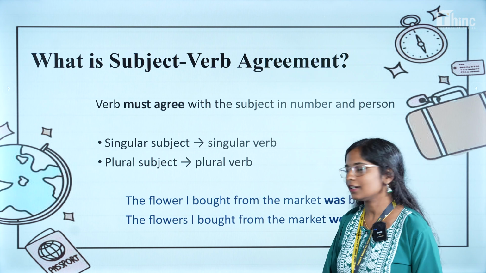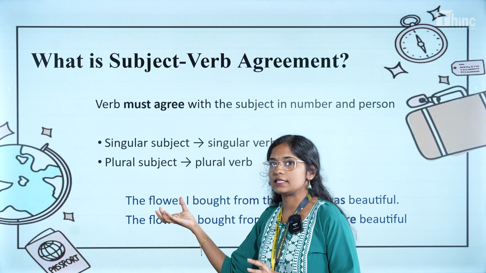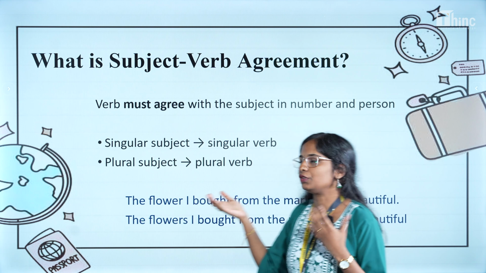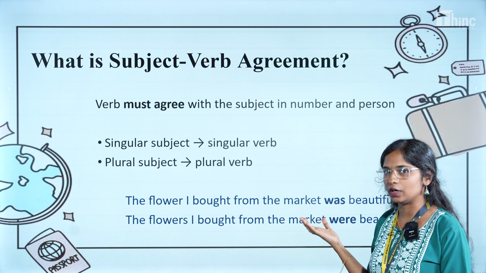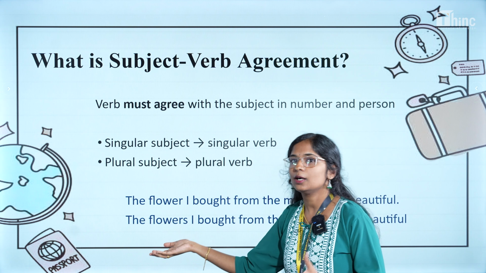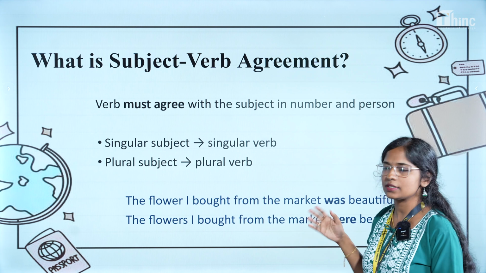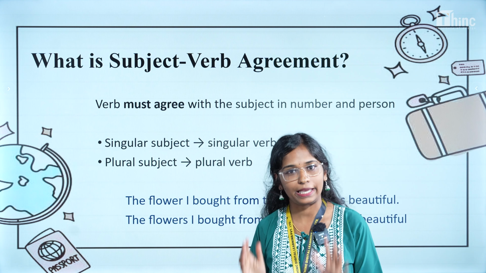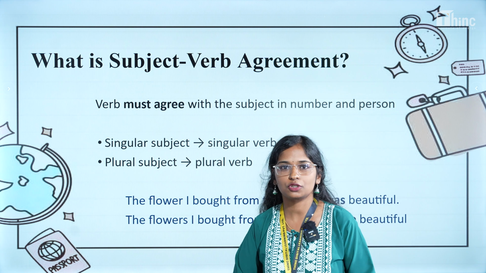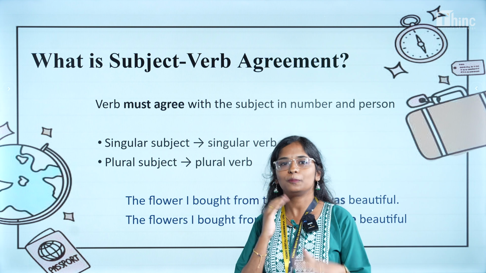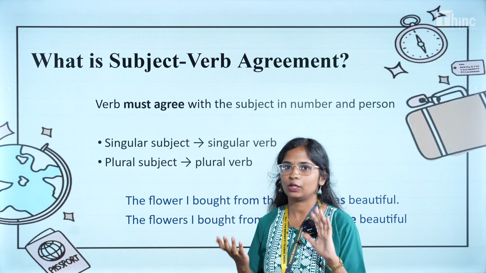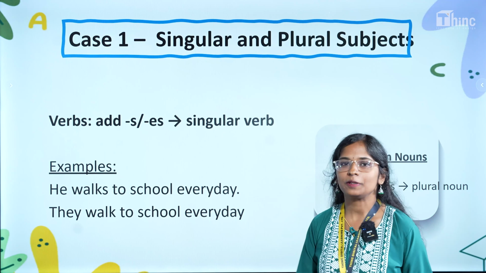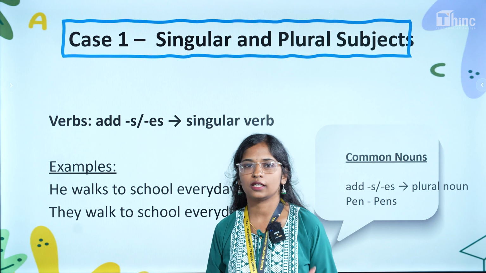What is the difference here? Flower is a singular subject, so we used a singular verb. Flowers is a plural subject, so we used a plural verb. So this is basically subject-verb agreement. For a singular subject, you should use a singular verb, and for a plural subject, we should use a plural verb.